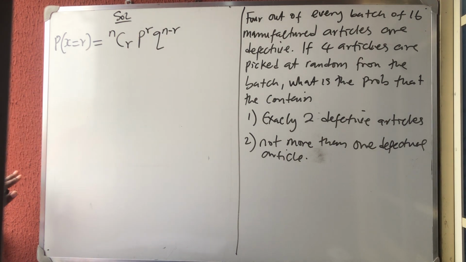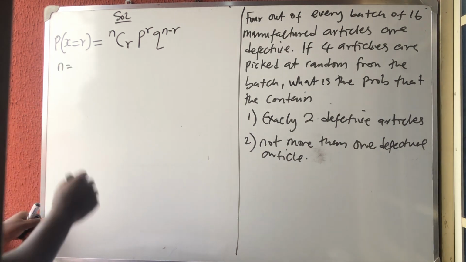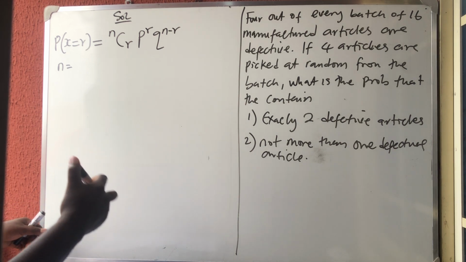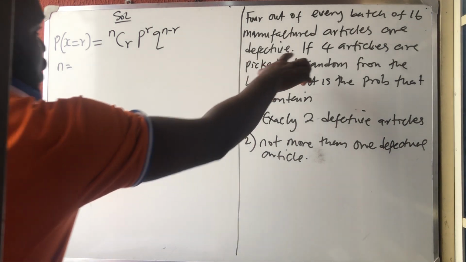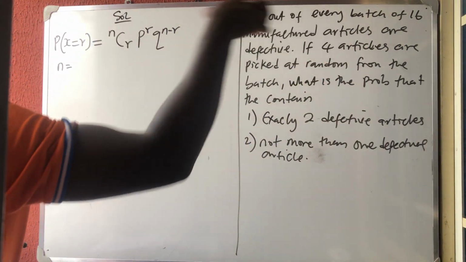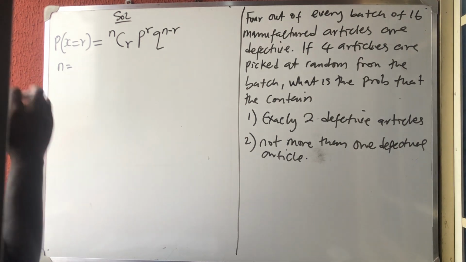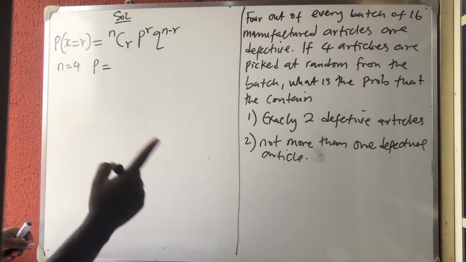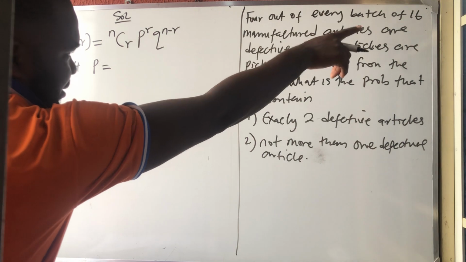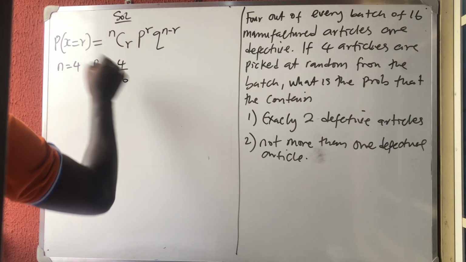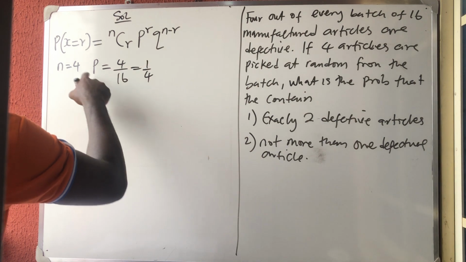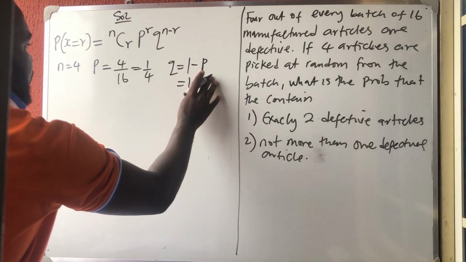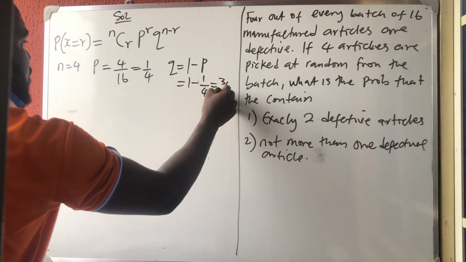Having this, to get my n, how many are they talking about? They are talking about 4. If four articles are picked, how many did we pick? We picked 4 articles, so my n is 4. The probability of defective articles is 4 out of 16, which is 1/4. I've gotten my p. So my q is 1 minus p, which is 1 minus 1/4, which is simply 3/4.